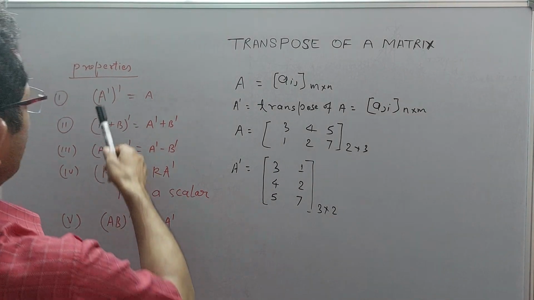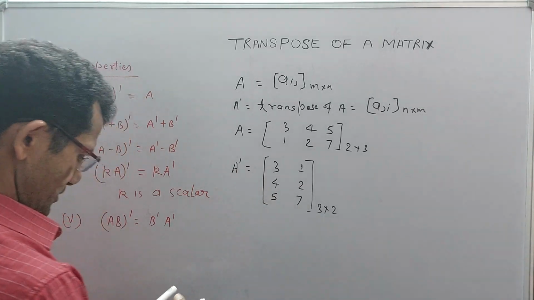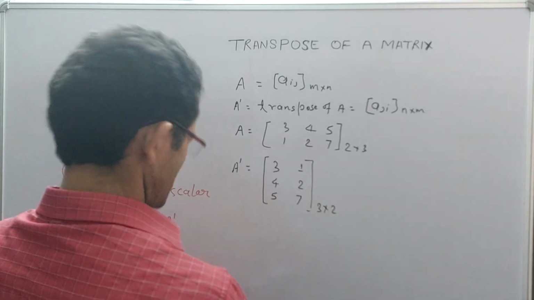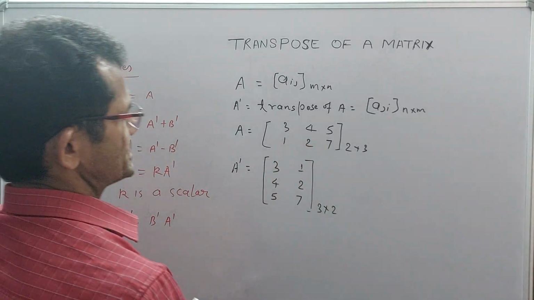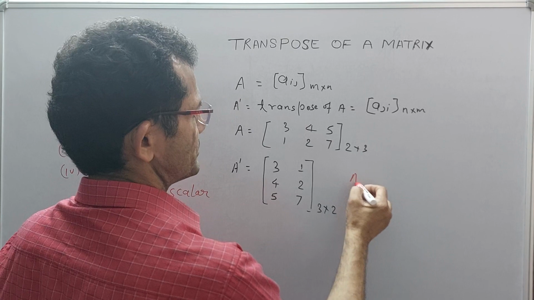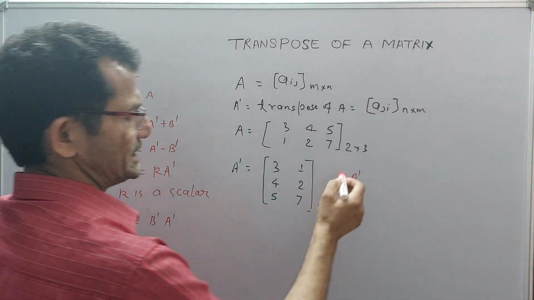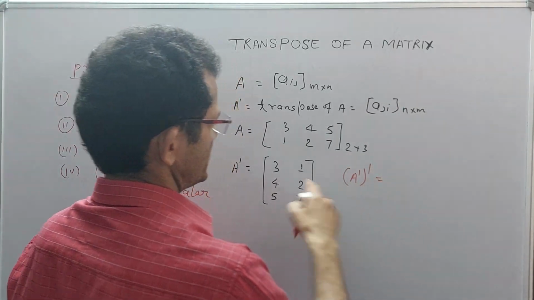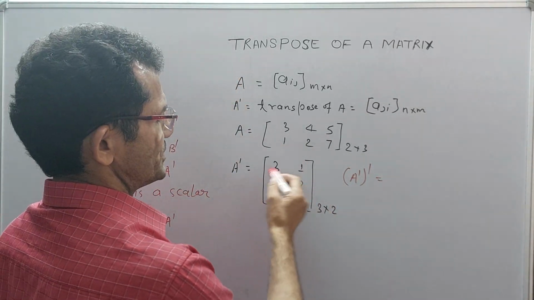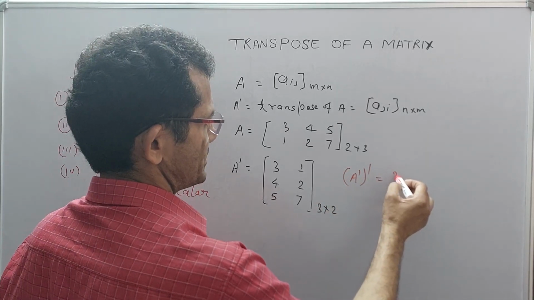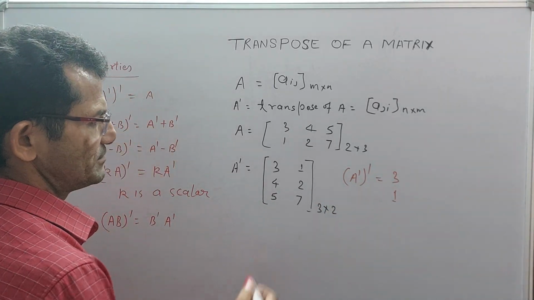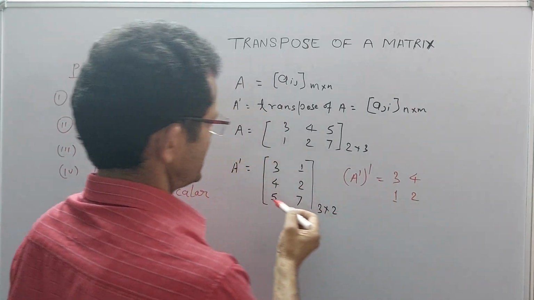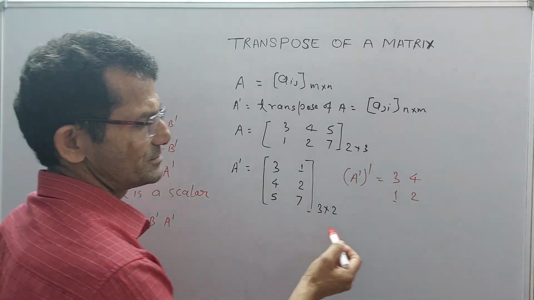Let us apply property number 1 in this case. We already did the transpose of matrix A. If I again do the transpose of this one, it becomes the original matrix A. Taking the transpose again, the first row 3, 1 becomes the first column, 3, 1, and the second row 4, 2 becomes 4, 2. And the third row 5, 7 becomes the third column.